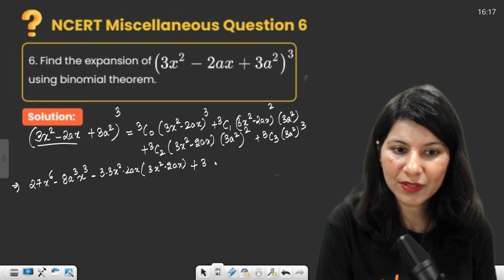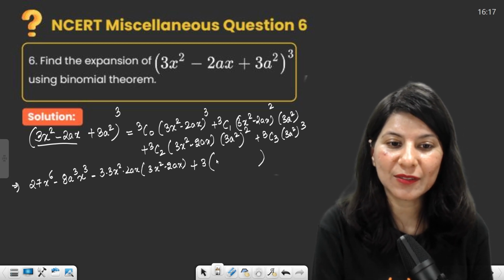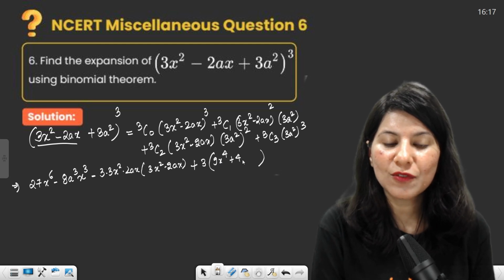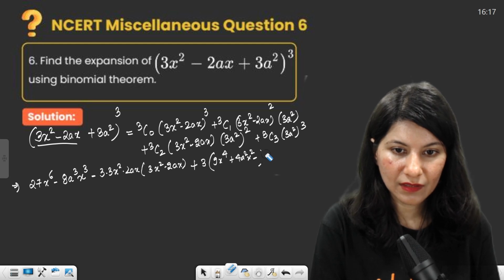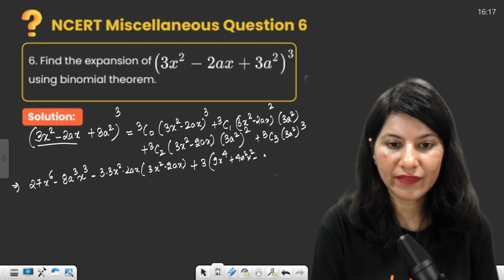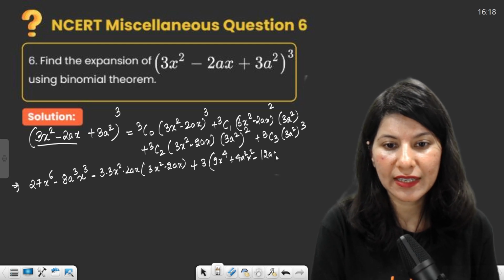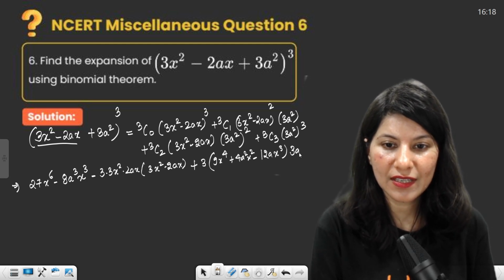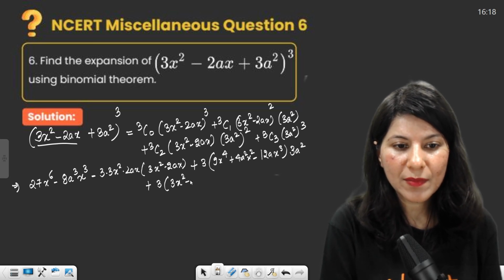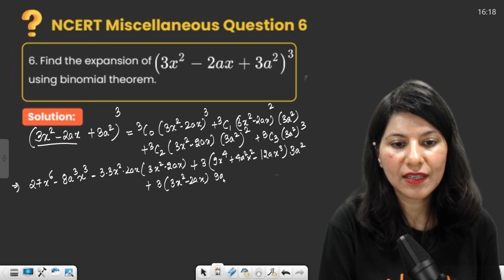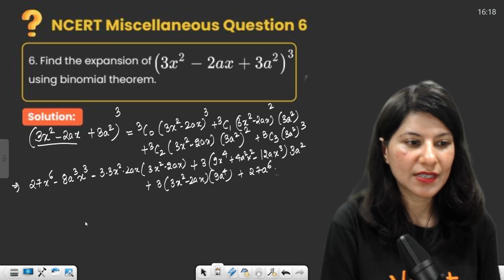Plus 3C1, 3 is already there. Now square. So (3x square minus 2ax) whole square. So 9x power 4 plus 4a square x square minus 12ax cube, you are having minus 2ax, right? So 2 into 3 is 6, 6 into 2 is 12, ax cube. Times 3a square. Plus 3C2 is 3, (3x square minus 2ax), 9a raised to power 4. Plus this is 27a raised to power 6.